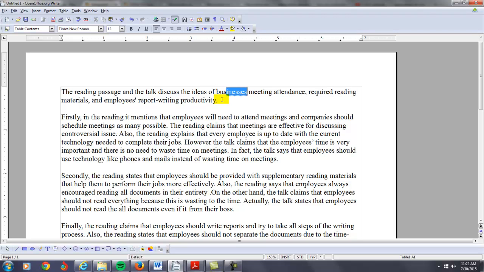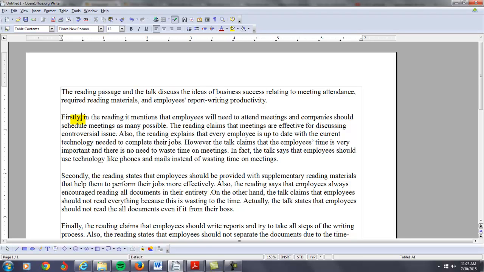How about this, to make it a little bit better? Business success. I think that's even better. So now we have a little bit better introduction. Again, the reading passage in the talk discussed the ideas of business success relating to meeting attendance, required reading materials, and employees report writing productivity. Now we've exactly explained the 3 key points as they relate to the reading passage in the talk.